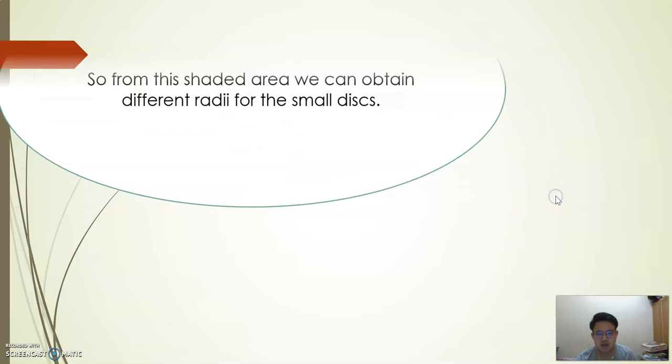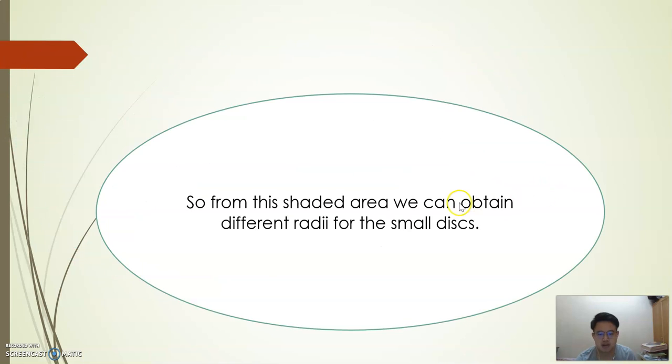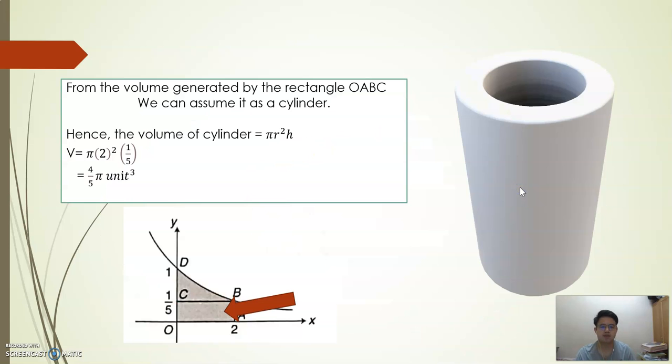Next, from this shaded area, we can obtain different radii for the small disks. I'll take an example for you, but it doesn't involve the chapter on integration, so this is extra knowledge. The volume of a cylinder is pi r squared h.